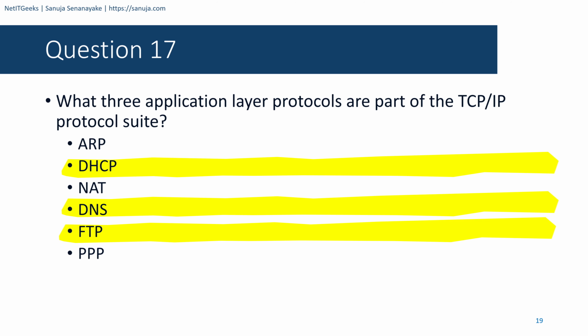Again, this is something you either should know by experience working with networks, or just memorize what the TCP/IP stack is, and the only things that are going to show up are DHCP, DNS, and FTP. NAT, ARP, and PPP are not part of the TCP/IP protocol stack or suite. ARP and NAT are mostly related to network configuration options, right? I have covered what ARP and NAT are in my previous lectures. You can go ahead and check it out. So we end up with these 3 answers.